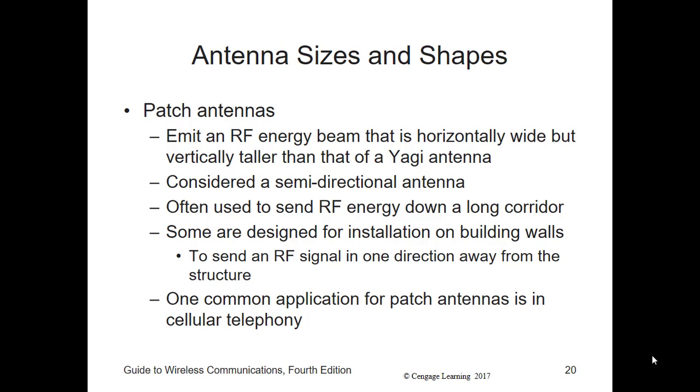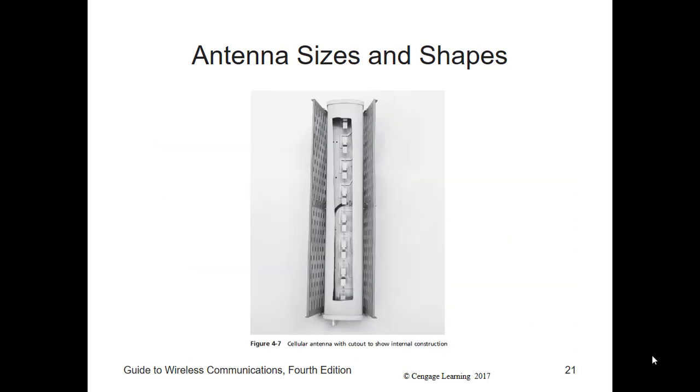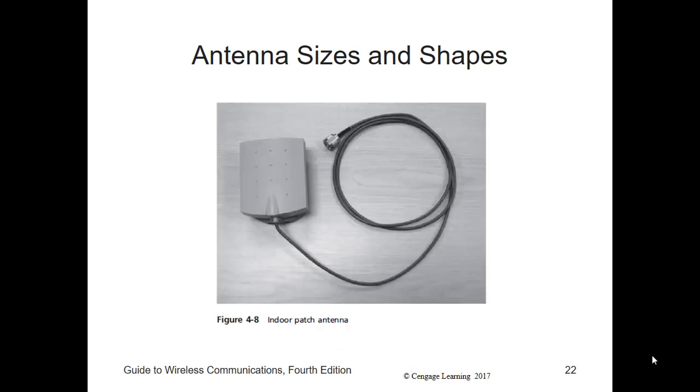Cellular telephony antennas are also designed to emit signals away from the tower or the side of the building where they're usually mounted. So this example here shows the antennas used in a cellular telephone tower. And here's an indoor patch antenna.